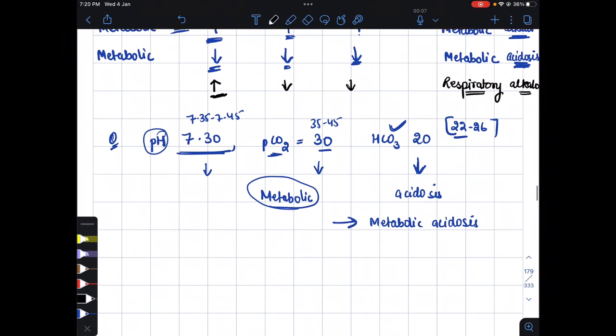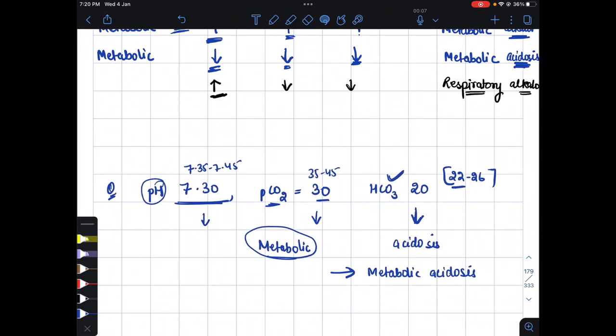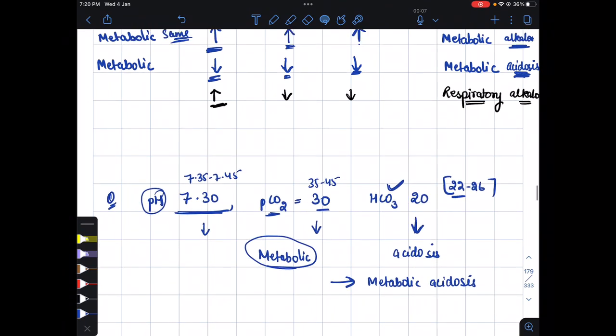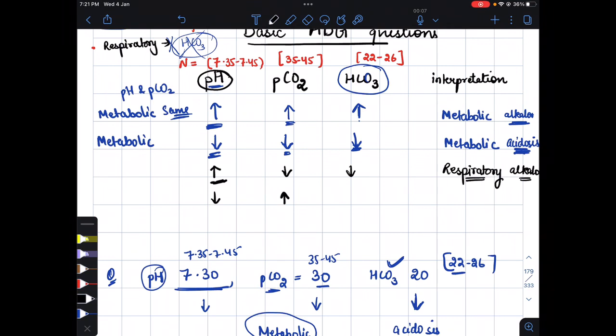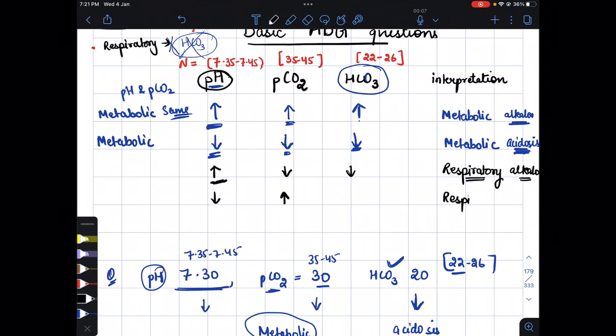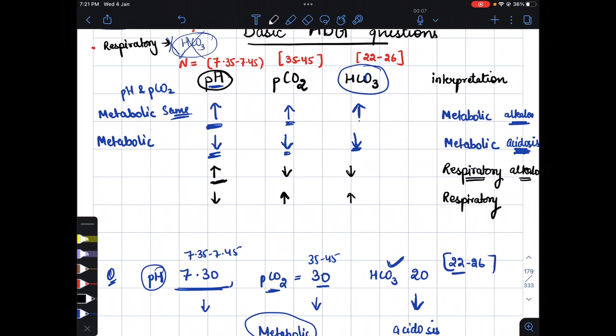Now the second one. Okay, now the second one is like if the pH value is decreasing, like it is less than 7.35, suppose it is 7.30, and the partial pressure of CO2 is increasing, means one thing is decreasing and the other thing is increasing, so they are not equal. It means that it is a case of respiratory, and in respiratory cases we don't have to think about the bicarbonate level, whether it is increasing or decreasing.